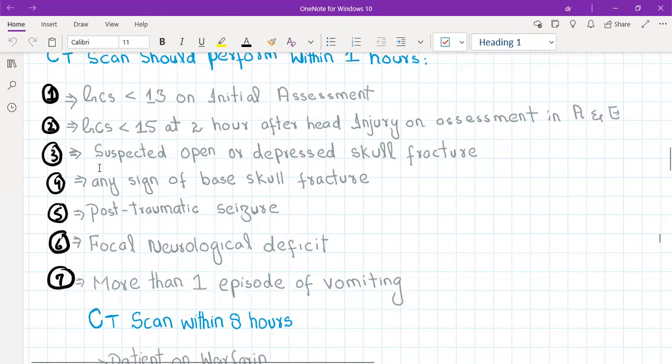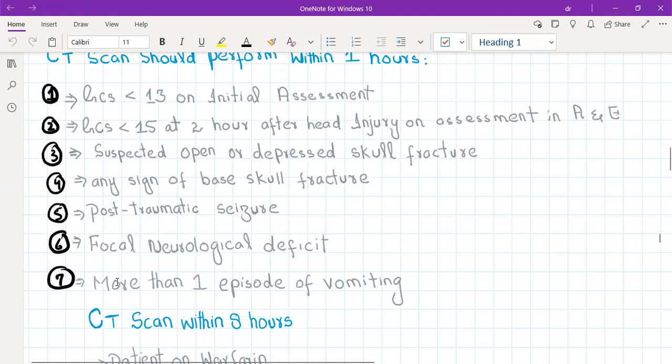Then you will ask about any fracture, any skull fracture at all. Then you will ask about signs of base of skull fracture: any bluishness below the eyes, any leakage from the nose or the ears, any bruising behind the ear, any fit after the injury, any weakness in any part of the body after the injury.